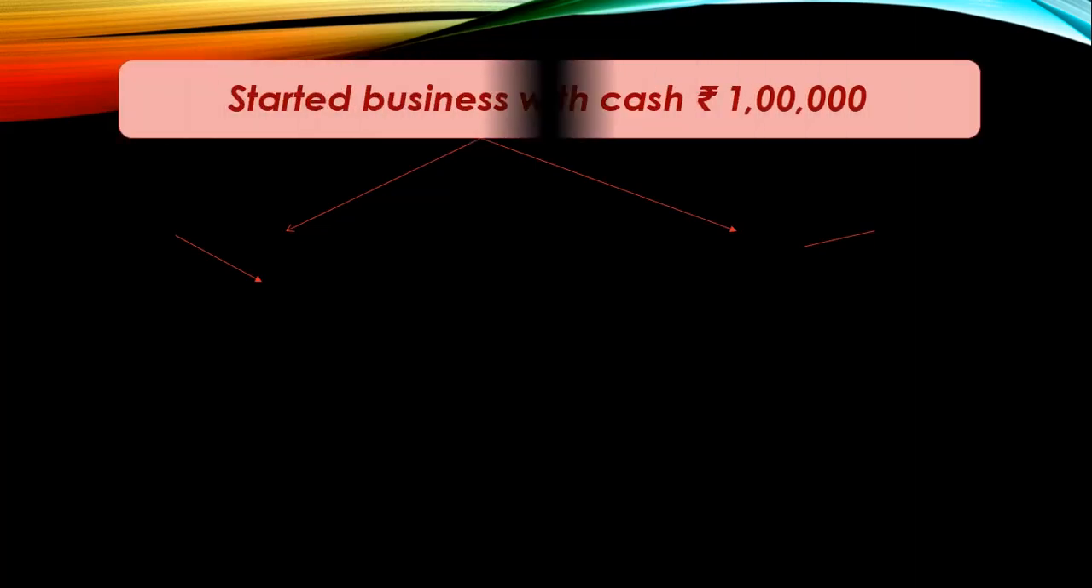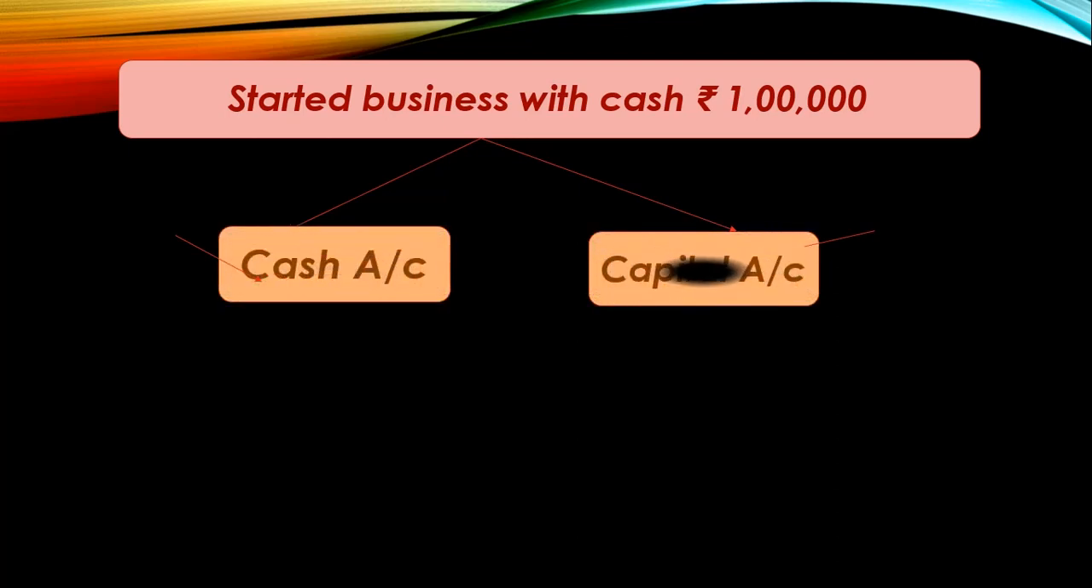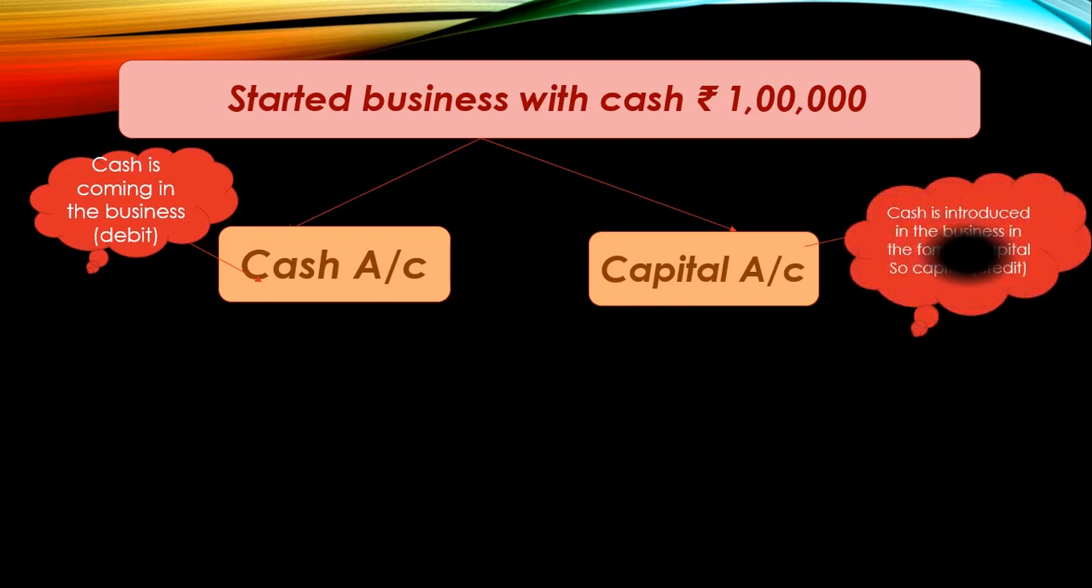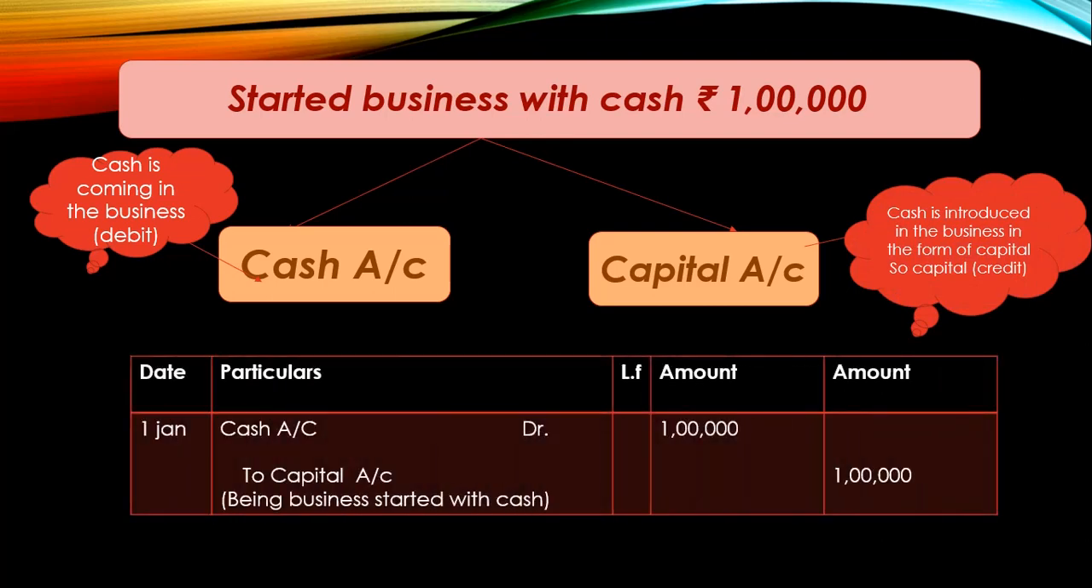Now, we will see the effect of transactions in journal entry. Started business with cash. As every transaction affects at least two accounts, here cash and capital are affected. Cash is coming in the business in the form of capital and according to the real account, cash is coming in the business, so debit what comes in. Here is the journal entry: cash account debit to capital account.